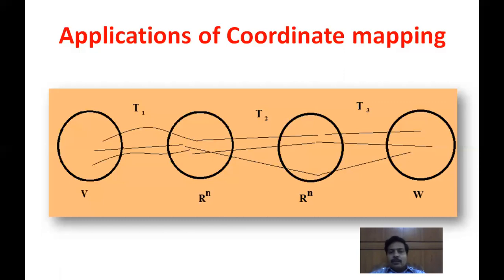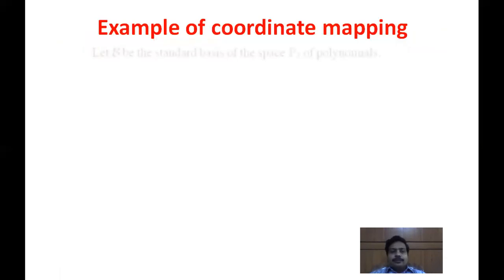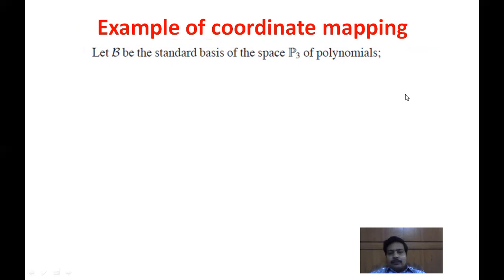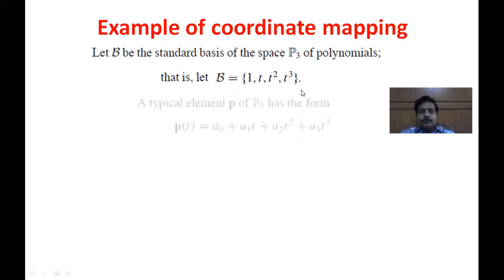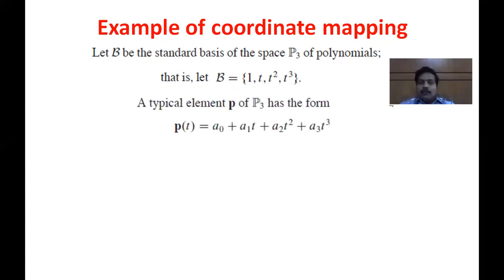So let us look into some of those in the form of some numerical problems. Here we are establishing a coordinate mapping between polynomial sets and Rn. Let B be the standard basis of the space P3 of polynomials. We know that if B is the standard basis, it must be in this form: the set of 1, t, t square and t cube. Any typical element p of P3 will be in this form: p of t is equal to a0 plus a1t plus a2t square plus a3t cube.